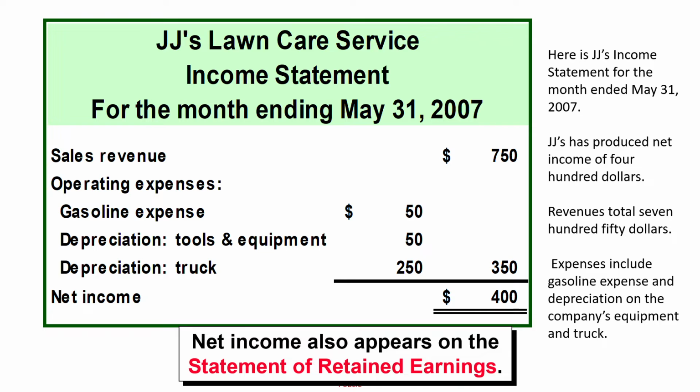So net income is sales revenue minus operating expenses. The formula is that we have to subtract the operating expenses from our sales revenue, so that will come 750 minus 350, which is $400. Net income also appears on the statement of retained earnings. So here is the JJ income statement for the month ended May 31, 2007. JJ has produced net income of $400 and revenue total of $750, and expenses include gasoline expense and depreciation on the company's equipment and truck.